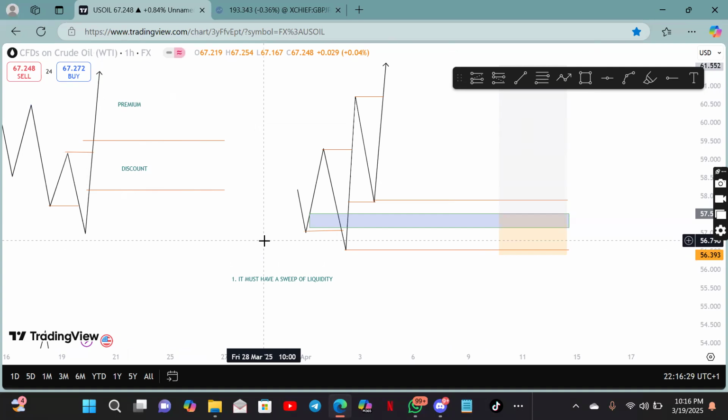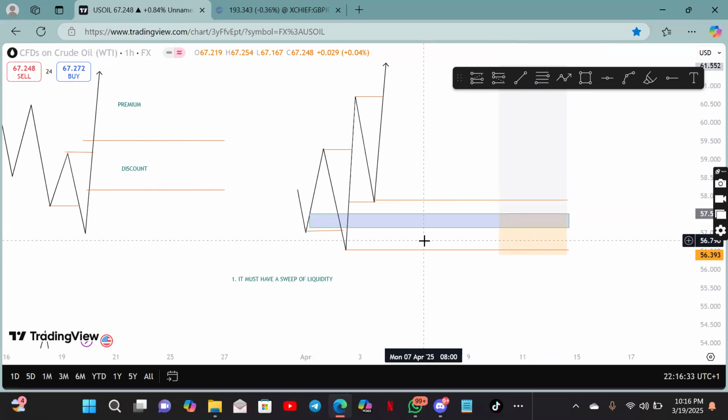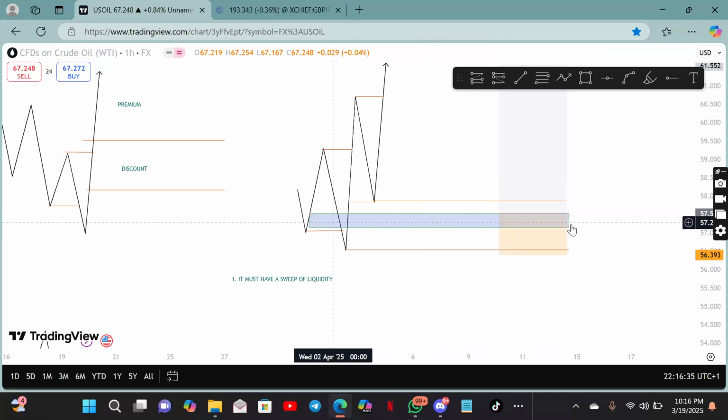There are two types of entry. You can enter on a confirmation on your POI. How do you get your POI? Your POI can be a breaker block. Your POI can be an order block. Your POI can even be a demand level. It can be a candlestick in that particular zone. You might see a demand level there.